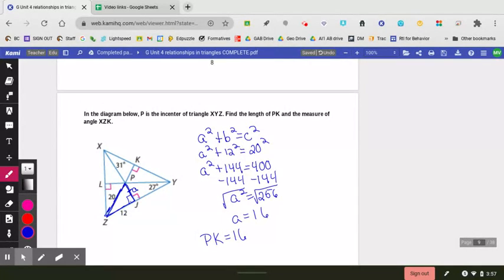Now the question is, what is the angle measure of XZK? I'm looking for this angle measure right here. When I look at this red triangle, I know that down here at K I have a right angle. And I know that this angle is 31. Actually, I don't want to look at that right triangle, sorry, because I don't know necessarily that's a straight line. I want to look at the big triangle.